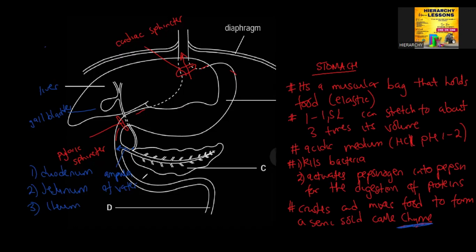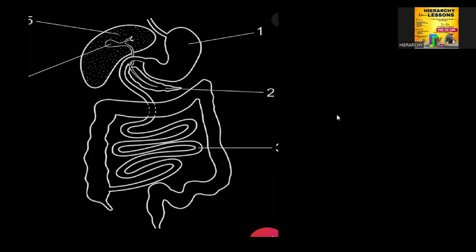Okay, and then the large intestine. I want to move on and talk about the large intestine. Let me just put up a picture. The large intestine is about 2 meters long. It begins at this junction here, which is called the ileocecal junction. That's where the large intestine begins.